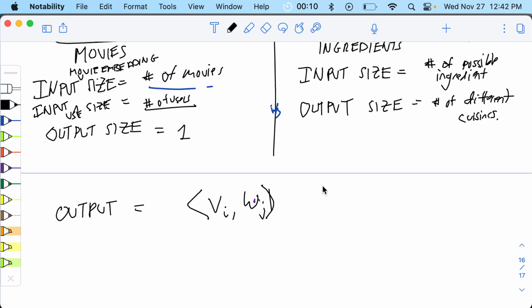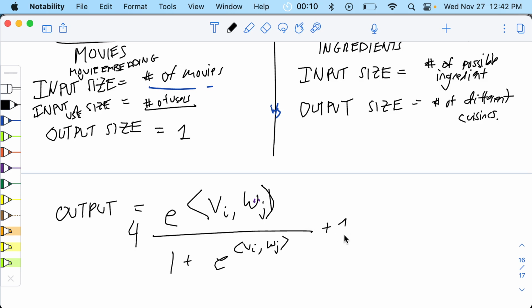To make it a number between 0 and 5, why don't I do e to the power of this divided by 1 plus e to the power of this. So this is the softmax function, and that'll be a number between 0 and 1. So to make it between 1 and 5, I'll multiply it by 4 and add 1. So there we go. This says how much we predict movie i is liked by user j. We take the vector embedding vi, we do the inner product with wj, and we scale the inner product so that it's between 1 and 5.